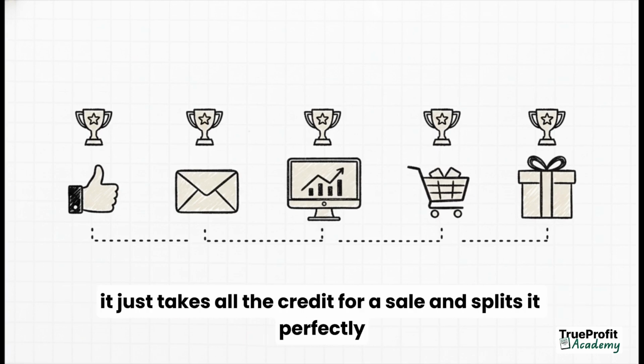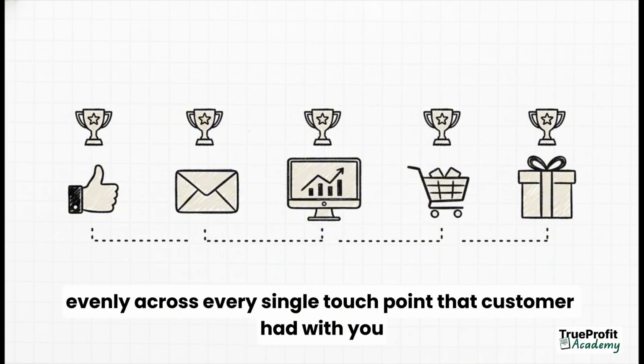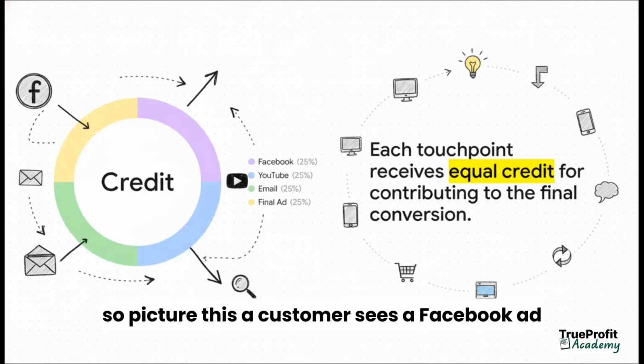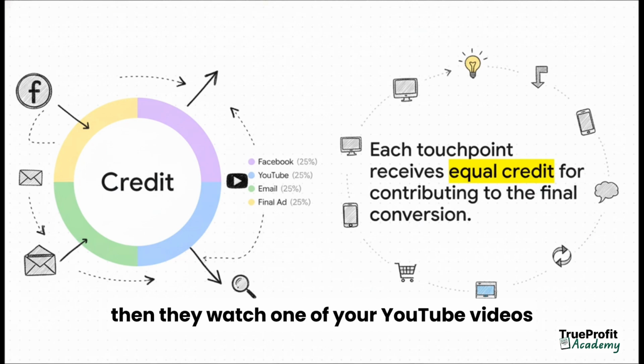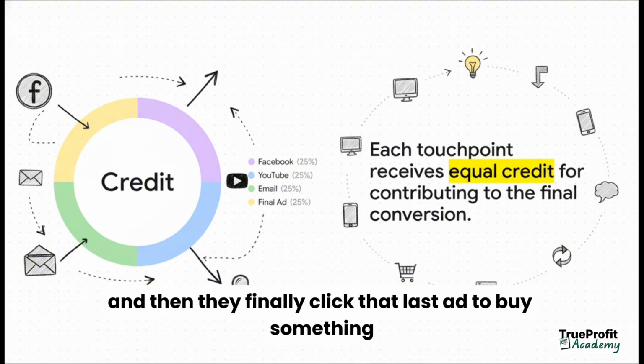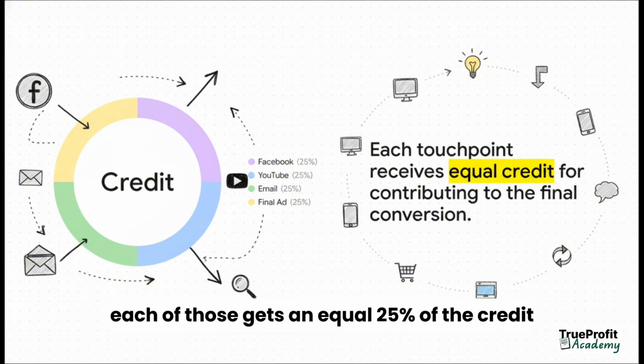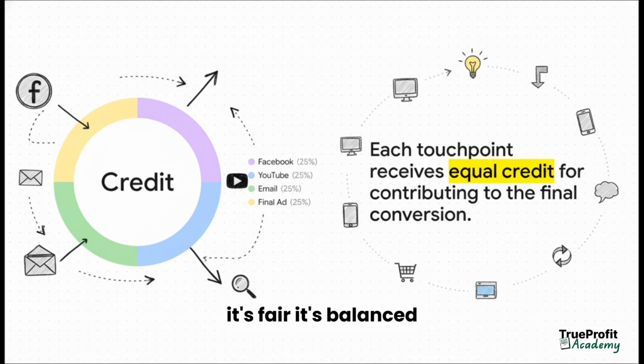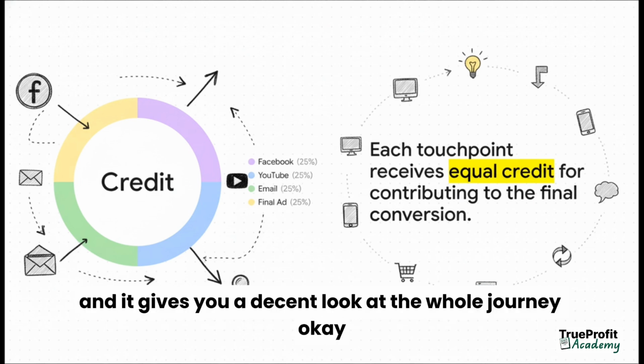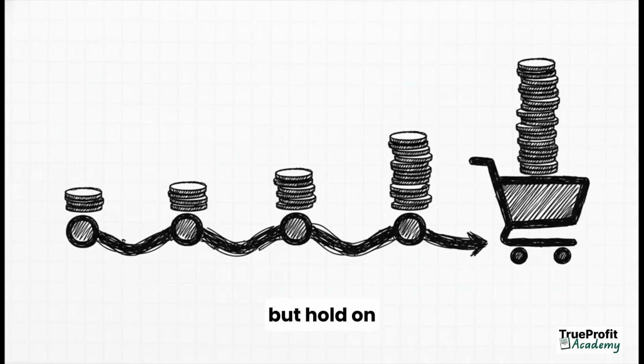It just takes all the credit for a sale and splits it perfectly evenly across every single touch point that customer had with you. So picture this, a customer sees a Facebook ad, then they watch one of your YouTube videos, they open an email, and then they finally click that last ad to buy something. With the linear model, boom, each of those gets an equal 25% of the credit. It's fair, it's balanced, and it gives you a decent look at the whole journey. Okay, but hold on.